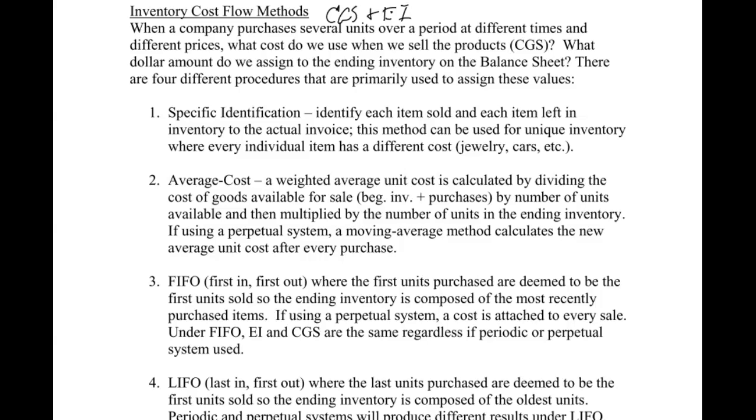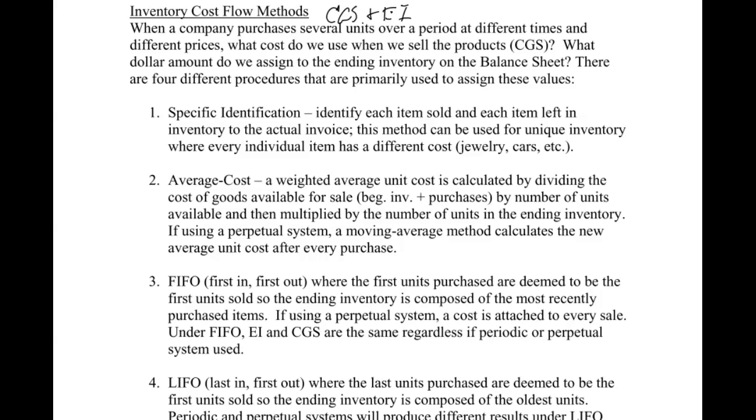So, if you look up here, it says when a company purchases several units over a period at different times and different prices. Let's take that first part of the sentence. Let's say Walmart buys boxes of Fruit Loops. They're going to replenish their stock as needed over and over again. Well, the price of those Fruit Loops may change. Let's say they buy a box for $1.05, and then for $1.07, and then for $1.08, and then maybe it goes back down to $1.06, or whatever the case may be, meaning the price changes.